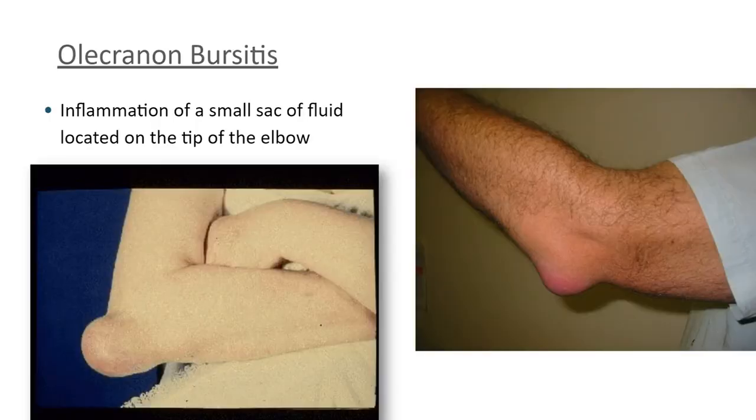So olecranon bursitis is a specific bursitis related to the upper extremity that we're studying now. Olecranon bursitis refers to the inflammation of the bursa located at the tip of the elbow near that olecranon process. And you can see significant swelling here, of course redness, and you can imagine that this is very painful when the patient tries to move their arm, or move that elbow joint.